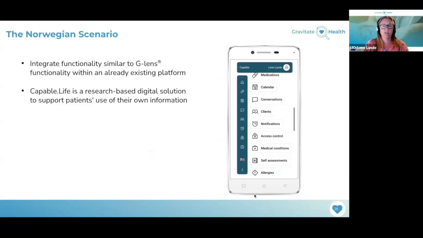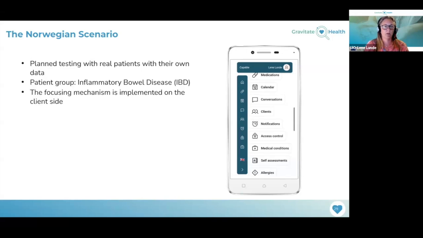And in the Norwegian scenario, we are integrating functionalities that are quite similar to the GeneLens into an existing platform known as Capable Life. Capable Life is a research-based digital solution developed to support patients' use of their own information. We are planning to test this application with real patients with their own data.